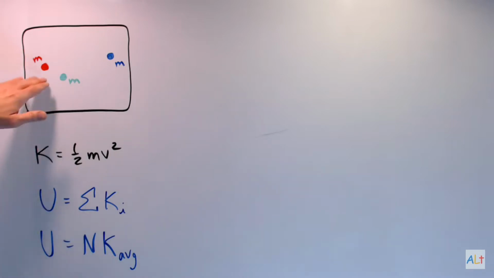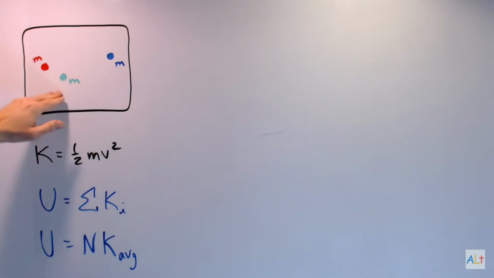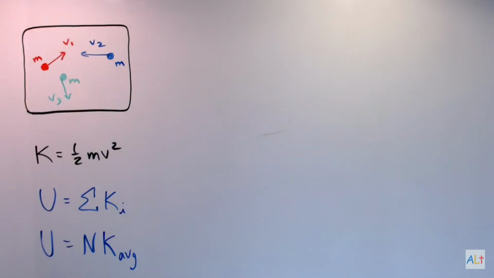Imagine we have a sealed container with an ideal gas inside. And imagine this ideal gas consists of just 3 molecules, each with identically the same mass, m. Let's suppose they have all different velocities, v1, v2, v3. Each molecule has a kinetic energy, 1/2 mv squared.